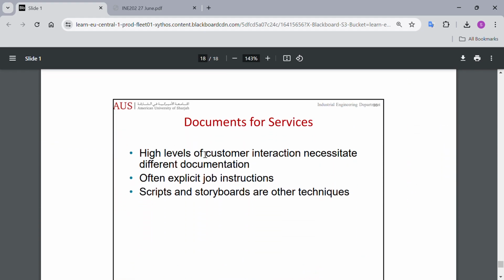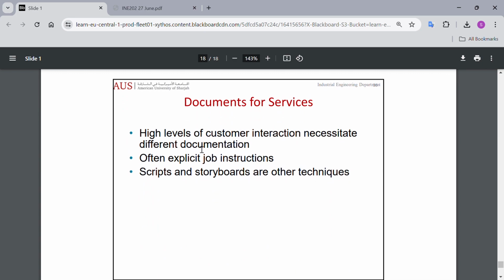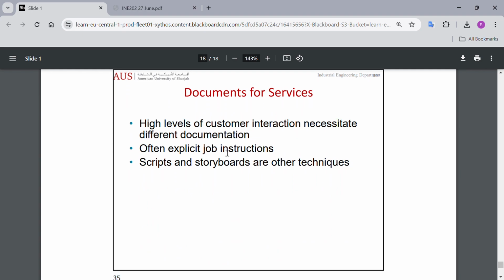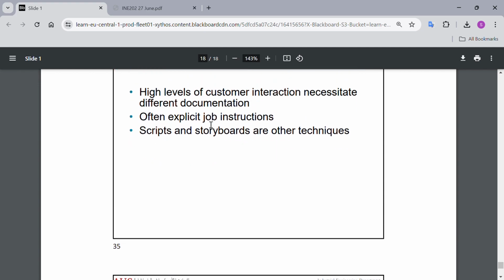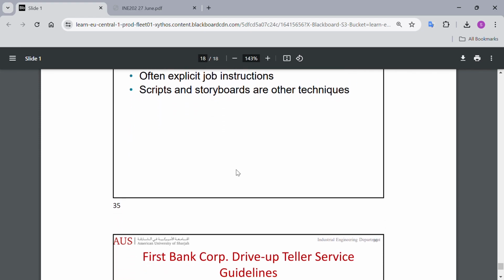These are all important. And then there are some documents for services. A high level of services in general requires documentation, because the customer wants some proof or some knowledge of what service he's getting. So it might require explicit job instructions and scripts and storyboards and other techniques.